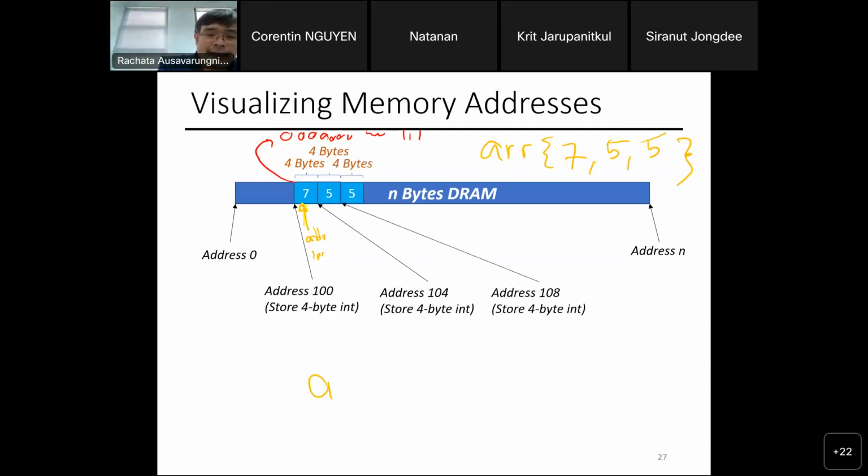If I go to ARR of 1, what will I get? ARR of 1, what's the value I will get? What's the value? The value is 5, right? The address is 104.